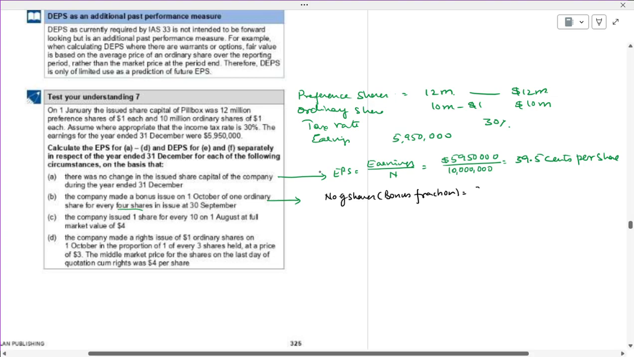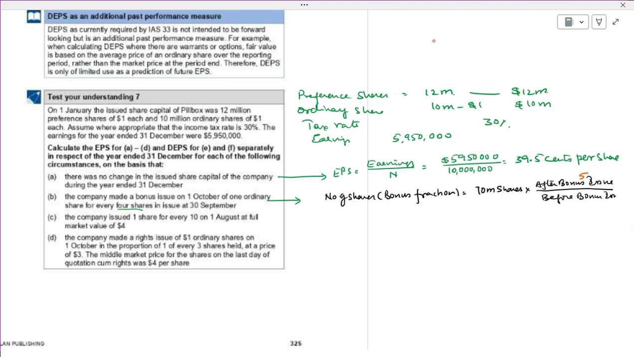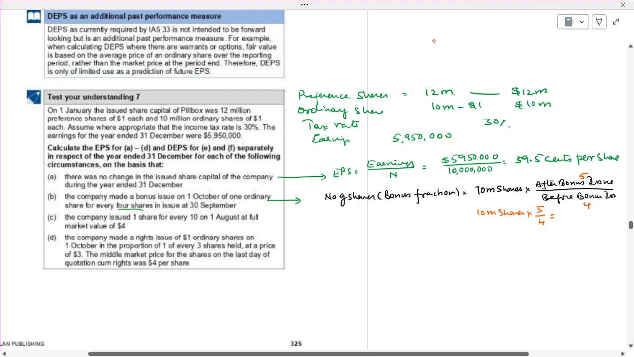Number of shares, 10 million shares. Bonus fraction is 5 by 4. For every 4 shares they will get 1, so after bonus issue you will have 5 shares, and before bonus issue 4 shares. After bonus issue divided by before bonus issue. Total number of shares, 10 million into 5 divided by 4. It comes to how much?